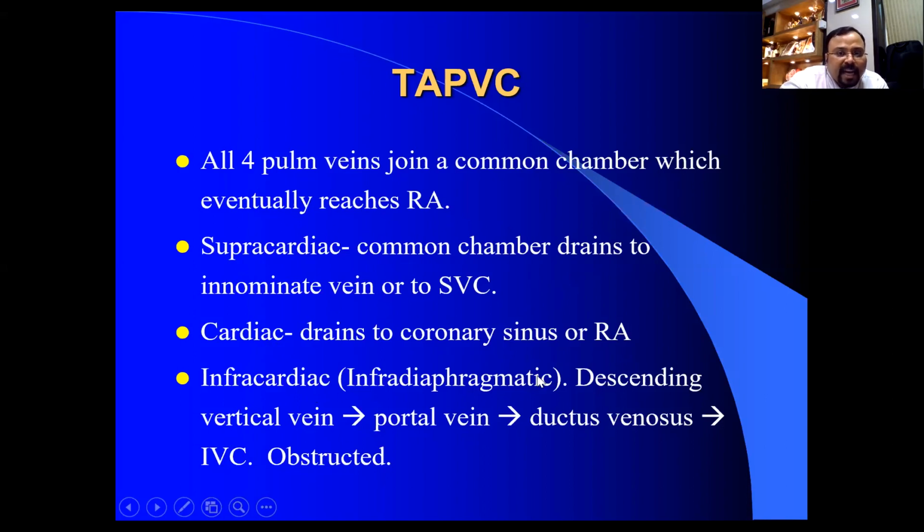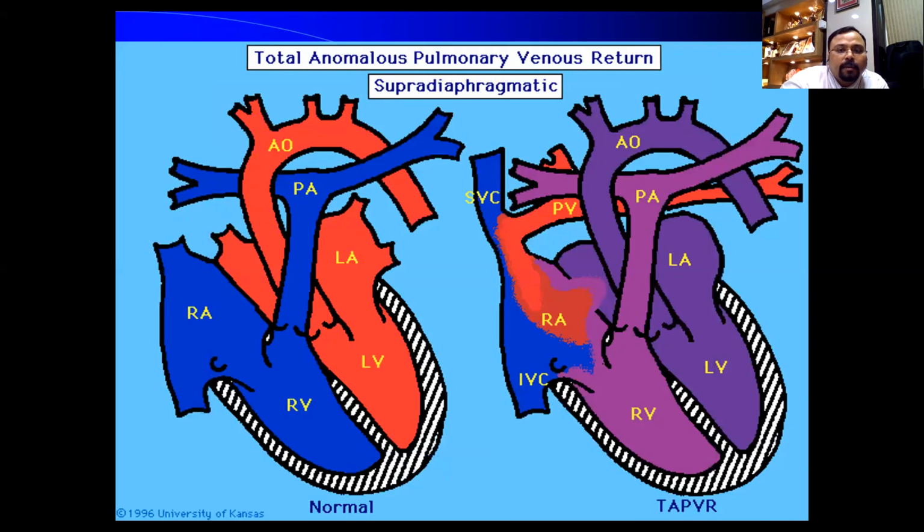Infracardiac or infradiaphragmatic is usually obstructed. There will be a descending vein, which drains into the portal vein or ductus venosus, and then IVC. Here you can see supracardiac TAPVC, connection with the innominate vein, which is draining into the right SVC and then the right atrium.